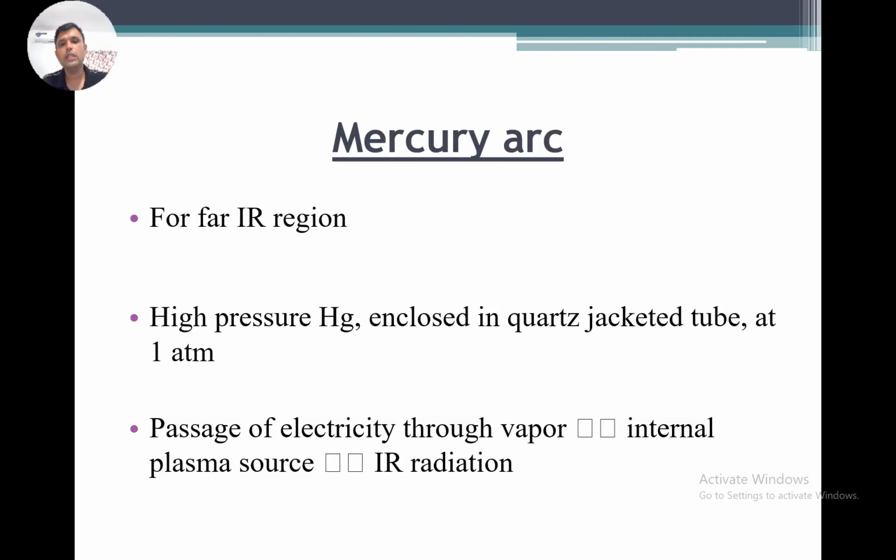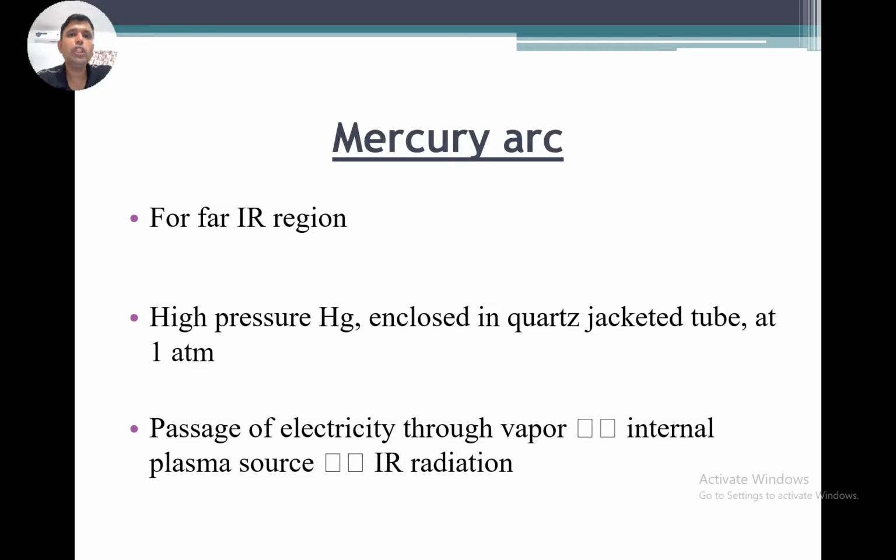The next one is the mercury arc lamp. The mercury arc lamp is a commonly used IR radiation source, mainly in the far IR region. It consists of high pressure mercury vapor, which is enclosed in a quartz jacket tube. These mercury vapors are usually filled at a pressure of 1 atm, atmospheric pressure. We use quartz because it can withstand high temperature and allow the required radiation to pass through it. So quartz is used as a jacket.